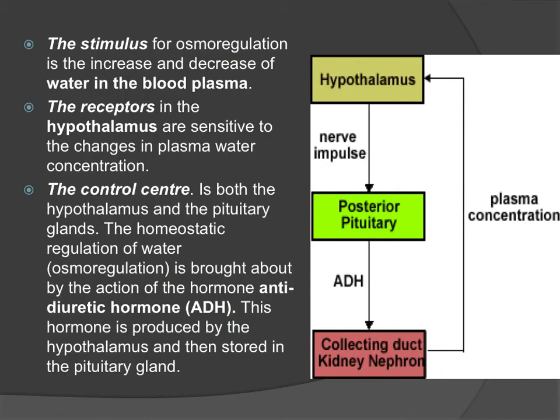So look, hypothalamus, detecting changes. So it's detecting the change in the stimulus, which is the water within the plasma. Hypothalamus, along with the posterior pituitary, is the control center as well. And as well as being the control center, it also allows the release of antidiuretic hormone, and then this has an effect on the collecting duct in the kidney itself.